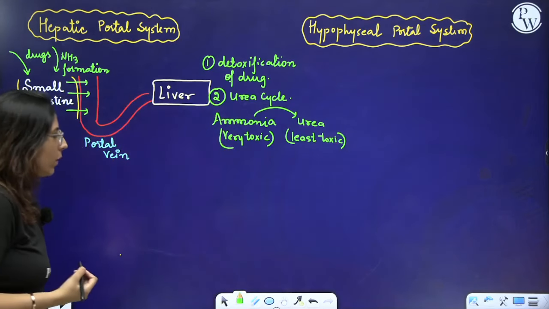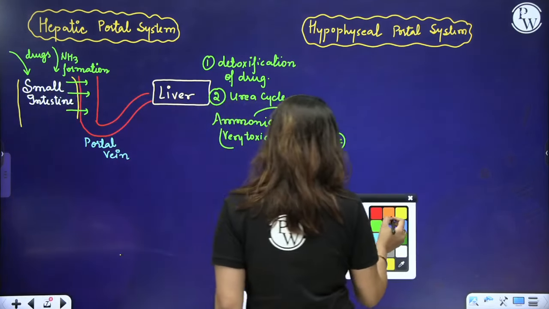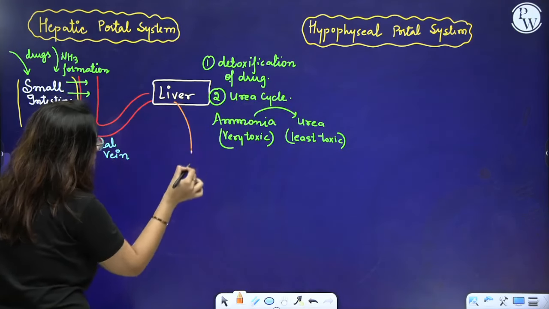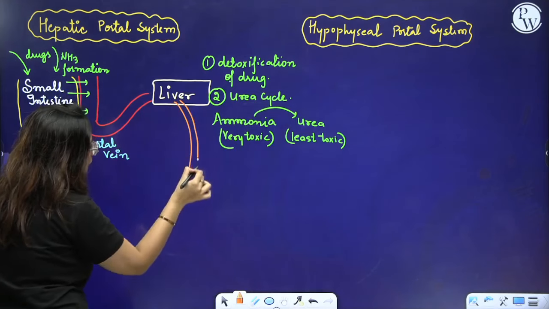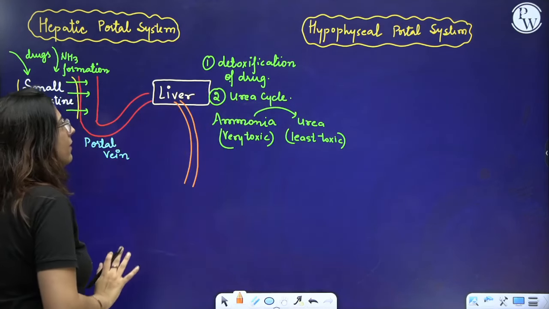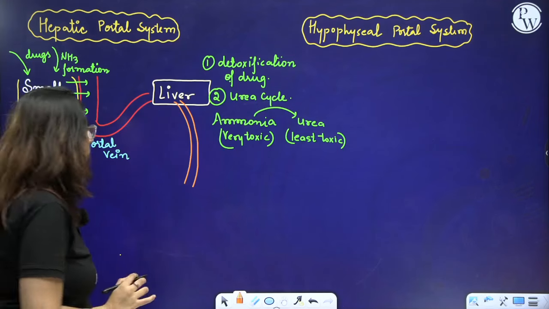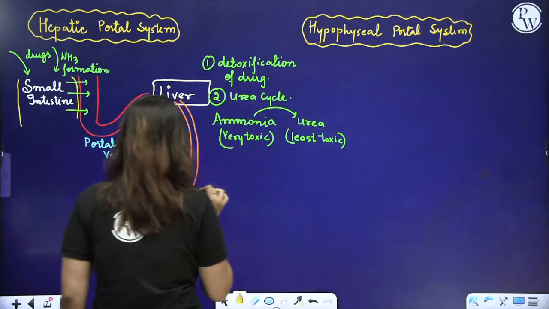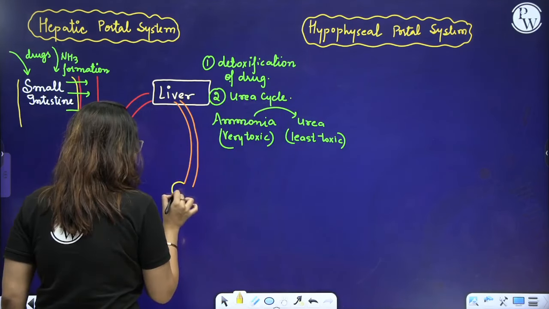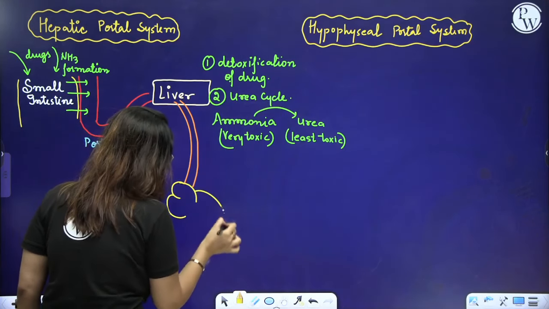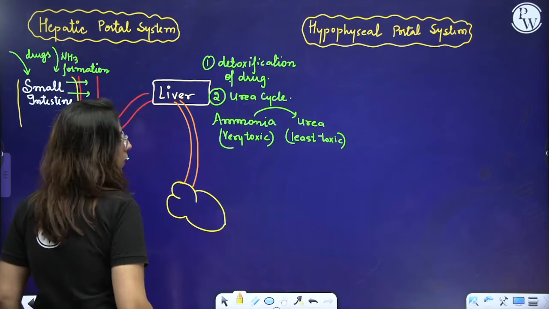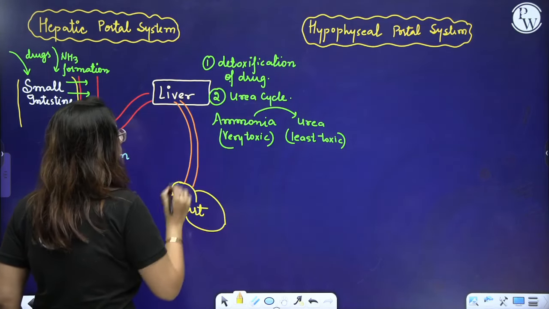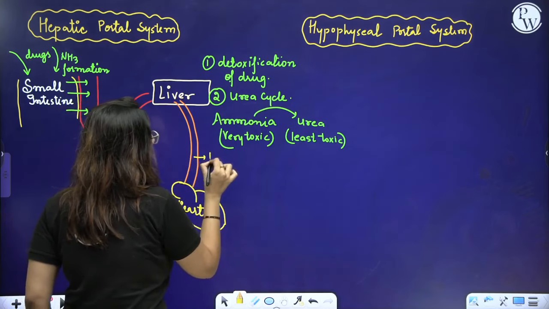Clear? Now what will happen? Another vessel will arise from the liver, which will carry these detoxified drugs and the urea, and this will go up to the heart. Clear? And this is termed as hepatic vein.